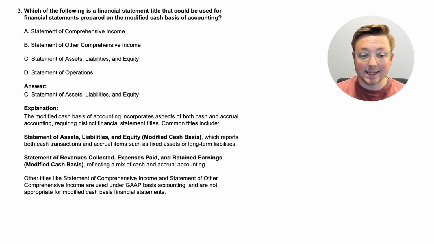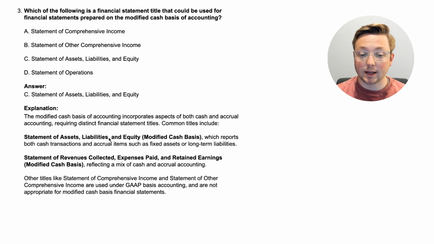All right, the answer is C, statement of assets, liabilities, and equity. Again, probably pretty easy to pick that out once you understand what we're going through in this video. Modified cash basis of accounting incorporates aspects of both cash and accrual accounting, requiring distinct financial statement titles. So it's still not inside GAAP. If they modified it too much, it might just be straight up accrual accounting, so they have to be careful.